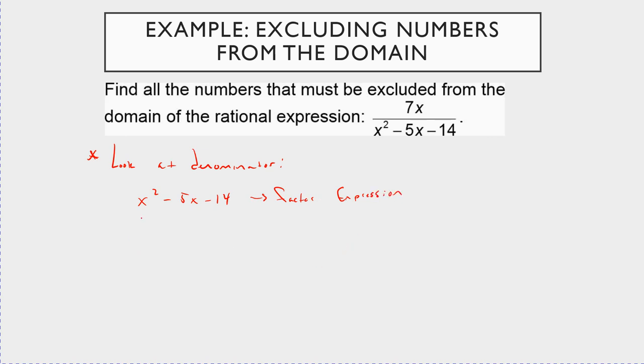We learned how to factor trinomials in a previous lecture. So you're looking for two numbers that sum to minus 5 and multiply to minus 14. Those two numbers would be minus 7 and 2. So this can be factored as x minus 7 times x plus 2. You want to figure out when this is equal to 0, so you set it equal to 0 and solve.